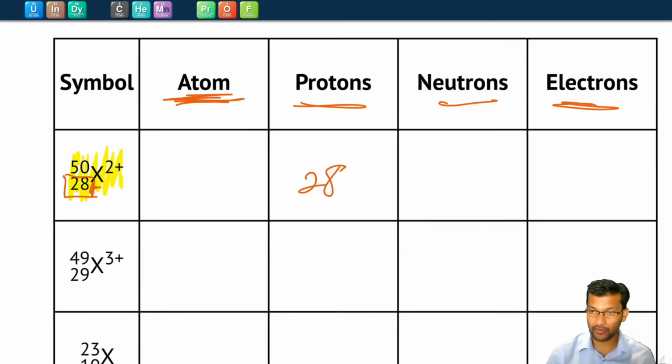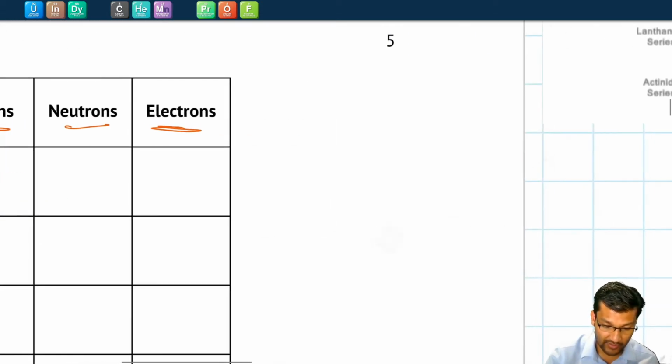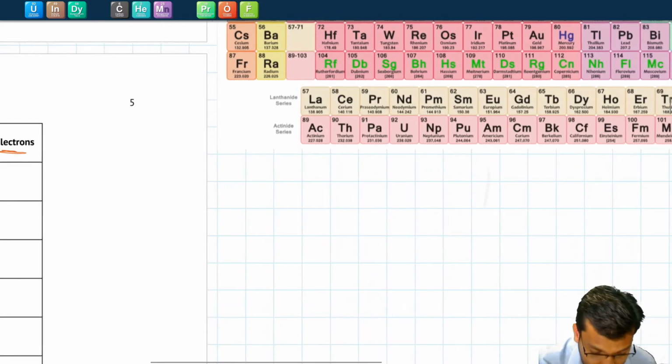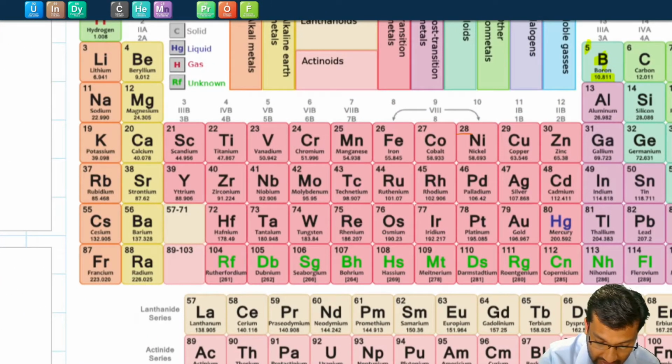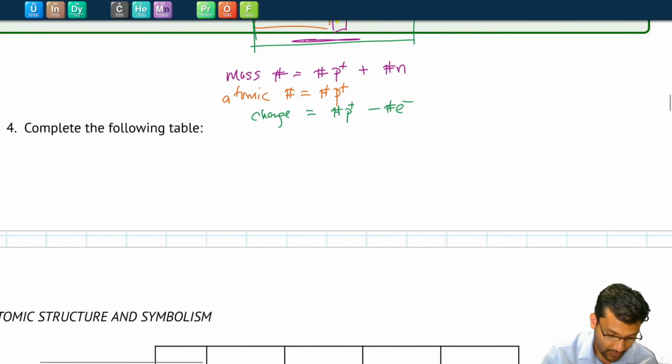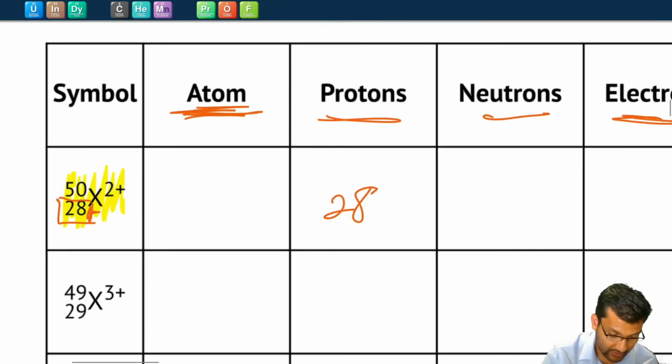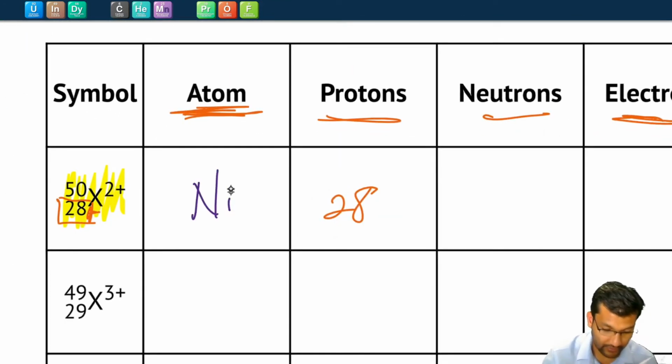So what's the element with 28 protons? Here's where we need to use our periodic table. We look for atomic number 28, and in this case, it looks like it's nickel. So the element is going to be nickel.